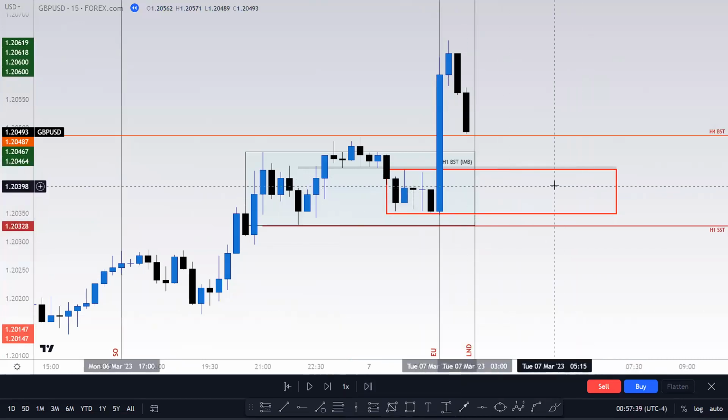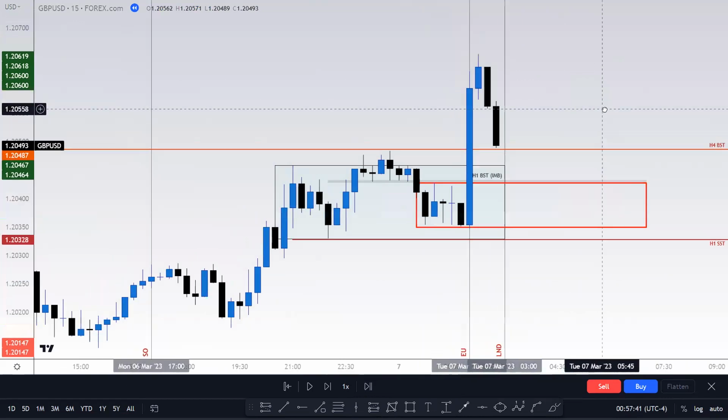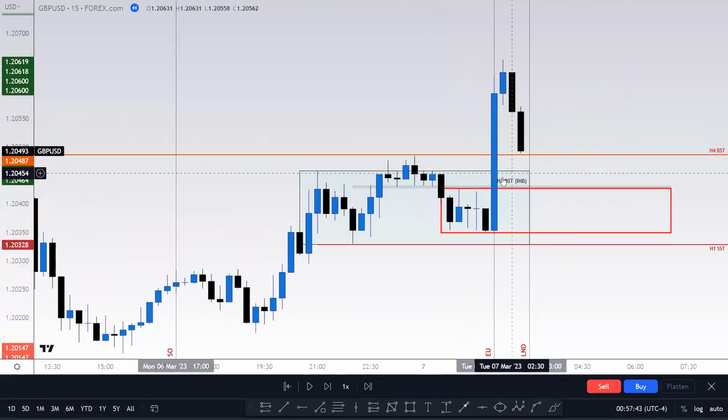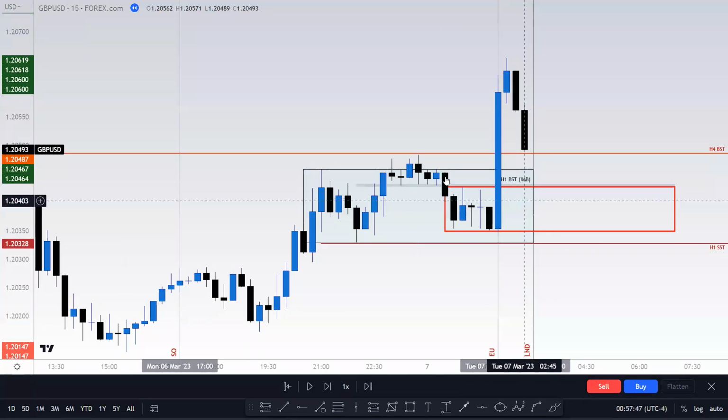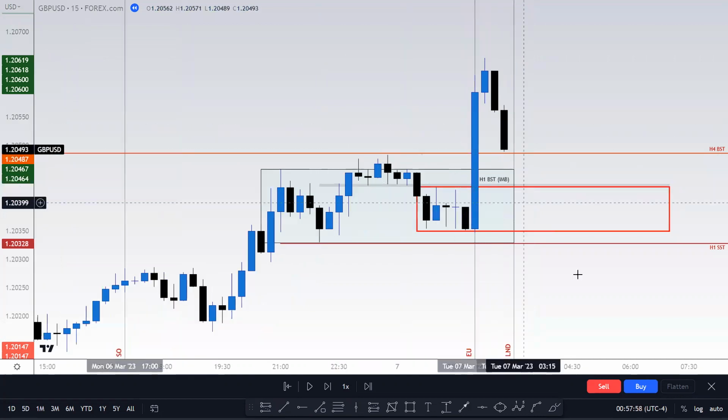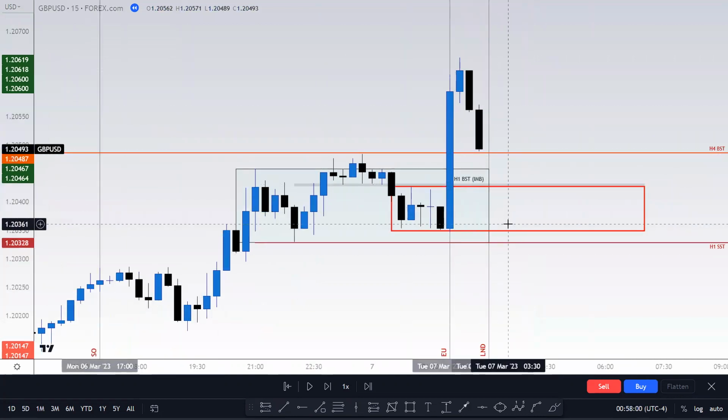Once I've identified the bullish order block, what you need to be aware of is confluence. Look at this. We have an H1 buy side target sitting at pretty much where the bullish order block is. So in this scenario, what is the next reasonable thing that we can anticipate? Well, very simple.